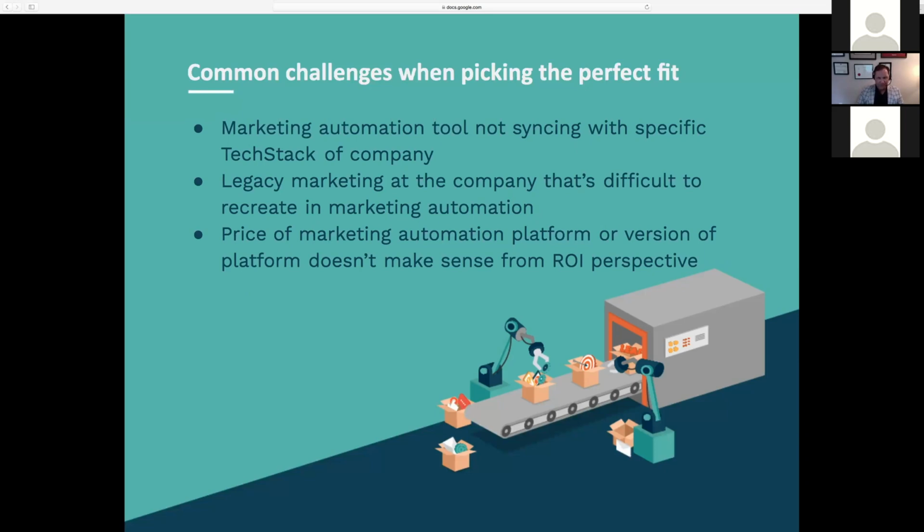Legacy marketing at a company that's difficult to recreate in marketing automation. So, what happens sometimes is that you'll have sort of this inertia of current marketing, right? You have a catalog you send out, or a flyer, or a big print campaign, or a lot of direct mail, or things like that. And so now a company's trying to move it all online, but the flyer people don't want to give up the flyer because the flyer draws good ad revenue or something like that.